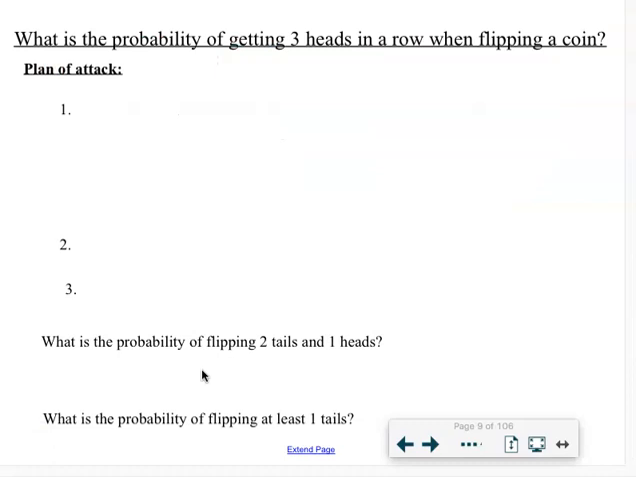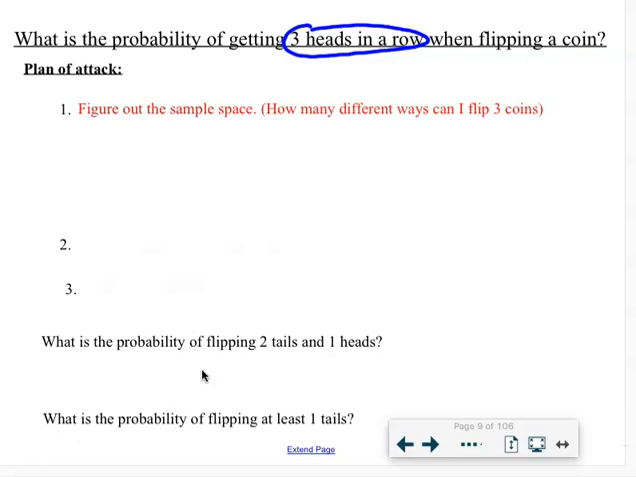Let's get into a little bit more complicated one. What is the probability of getting 3 heads in a row when flipping a coin? So now there's more than one event happening here, so this is a little bit more complicated. So the plan of attack, we could say for this one, is figure out the sample space. How many different ways can I flip 3 coins? One way to do this would be with a tree diagram. On the first flip, I either get heads or tails. On the second flip, I either get heads or tails. On the third flip, I either get heads or tails.